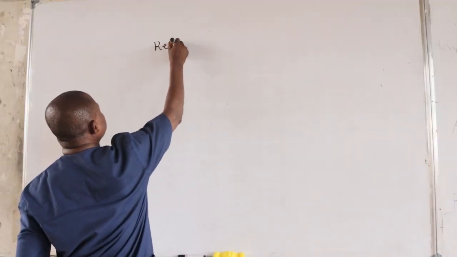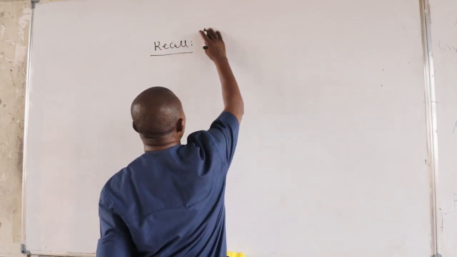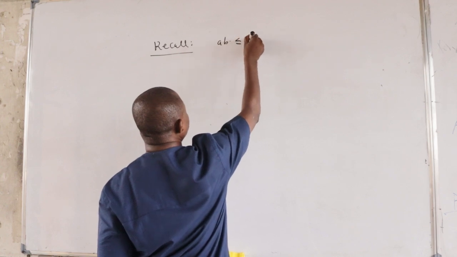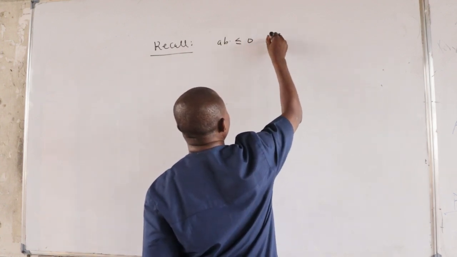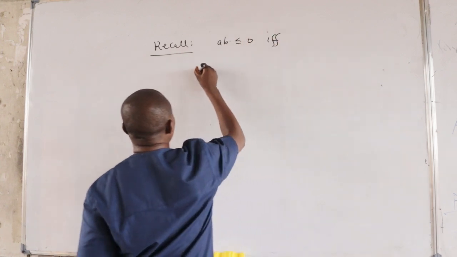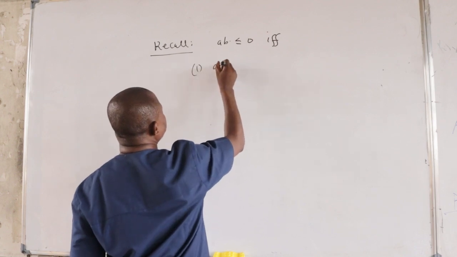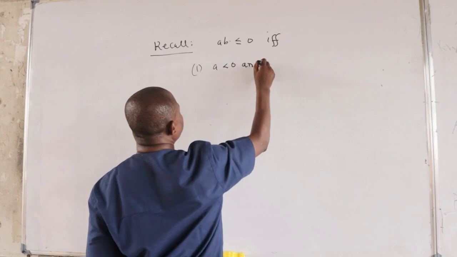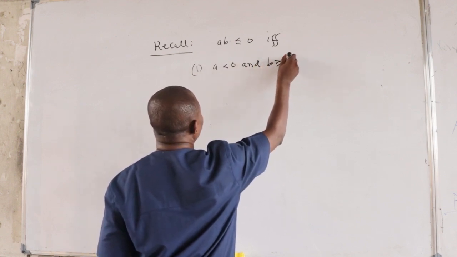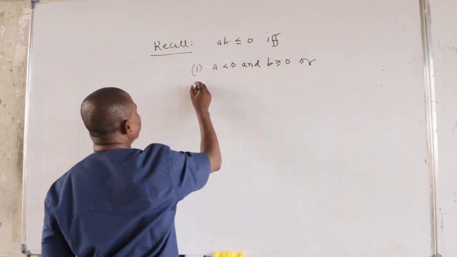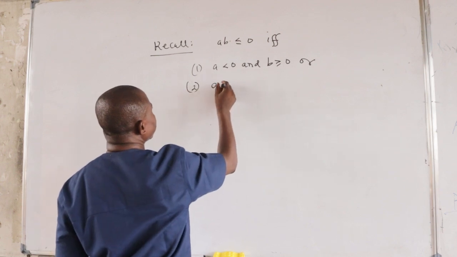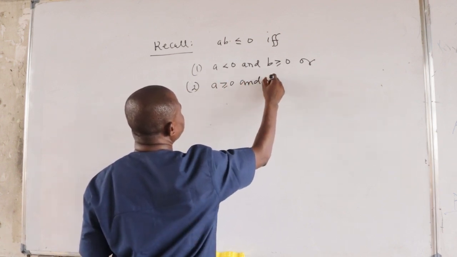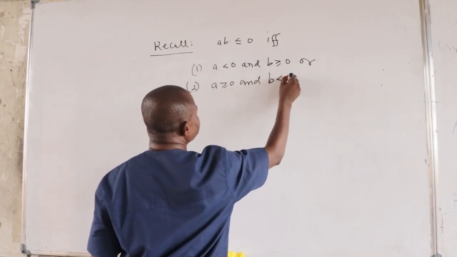Recall, the product of two real numbers, a times b, is less than or equal to 0 if and only if: one, either a is less than 0 and b is greater than or equal to 0, or two, a is greater than or equal to 0 and b is strictly less than 0.